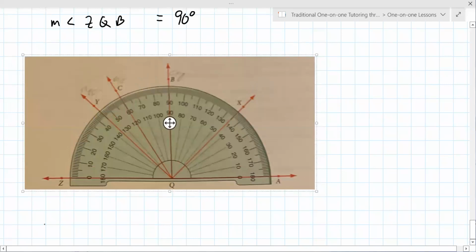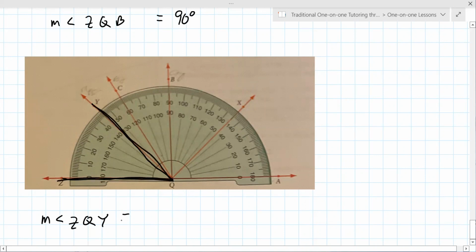Okay, so the next question, I need you to find the angle measure of ZQY. What is the angle measure of ZQY? I know the angle measure. It's 135. Wait, no. It's an acute angle, 45 degrees.